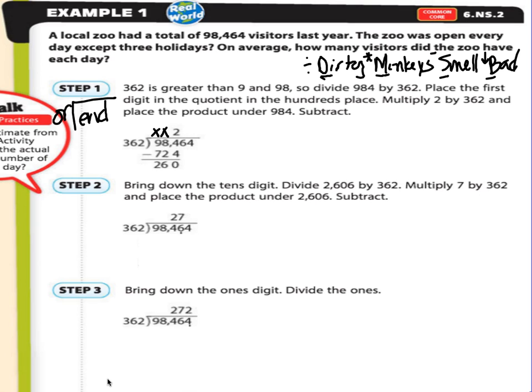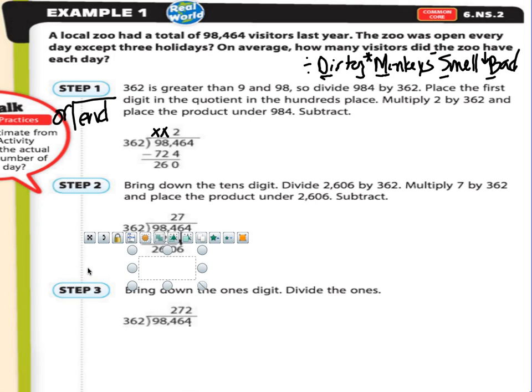So basically what this means is I have 98,464 pieces. Right now I'm only working with 984. How many groups of 362 can I make with those 984 pieces? I can make 2 groups. When I make those 2 groups, I use 724 pieces. Once I use those 724 pieces, I have 260 left over. But I'm not done. So the next step is to bring down the next number. So now we're going to start looking at the 6.